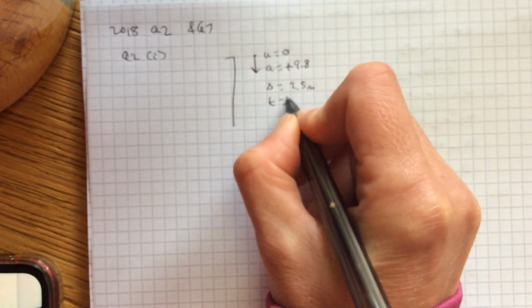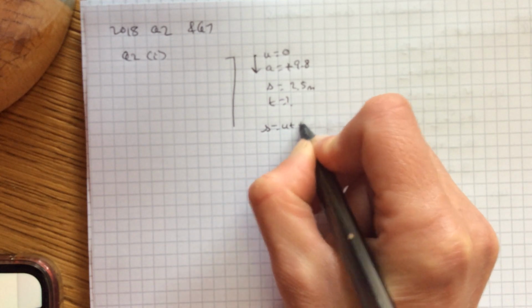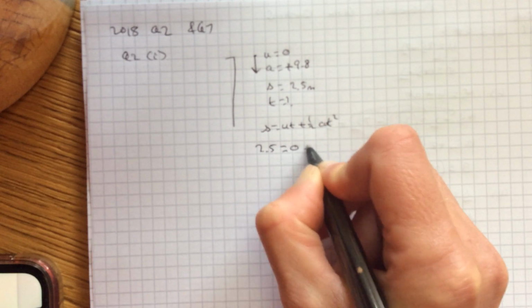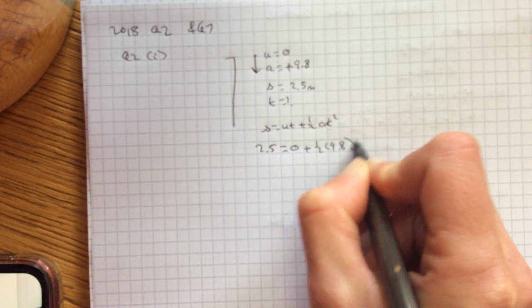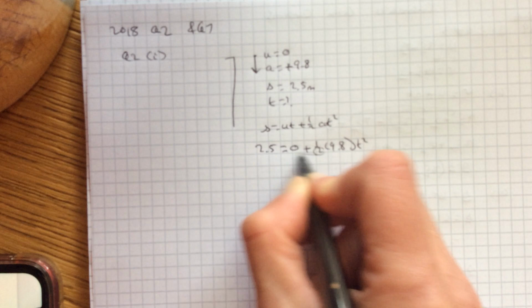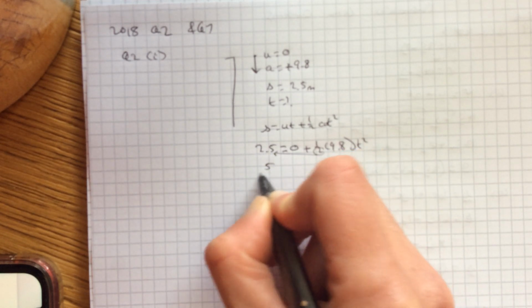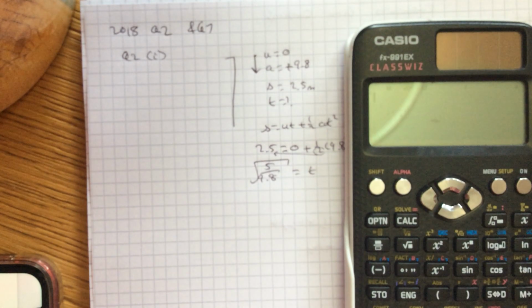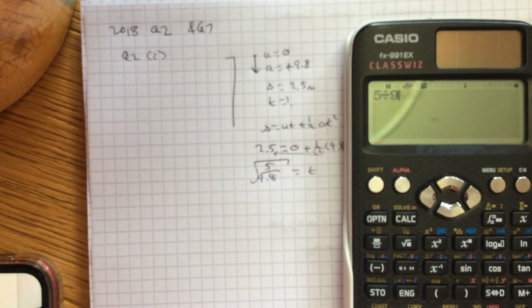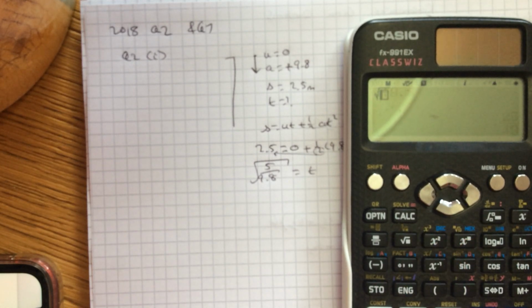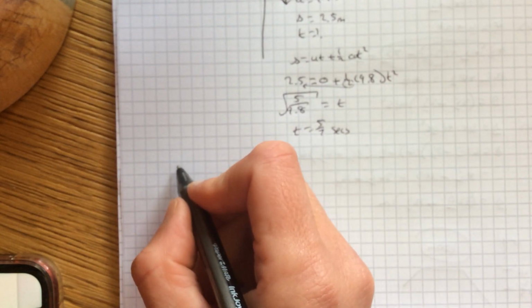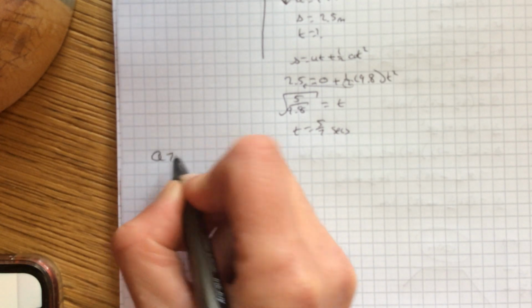how long it takes. So S equals ut plus half at squared. So 2.5 equals u times t plus a half 9.8 t squared. So bring your 2 over to our side and multiply by 2. So that's 5 divided by 9.8 equals t squared. And just square root that when you bring it over. So 5 divided by 9.8 and square root your answer gives you t to be 5/7 seconds. And then we've got to do question 7 from that paper.